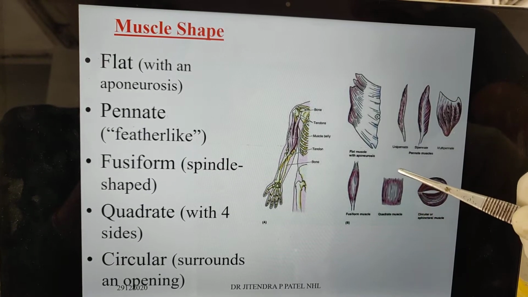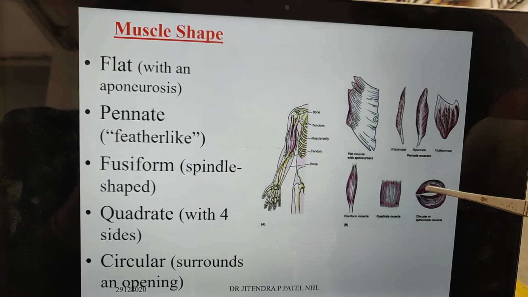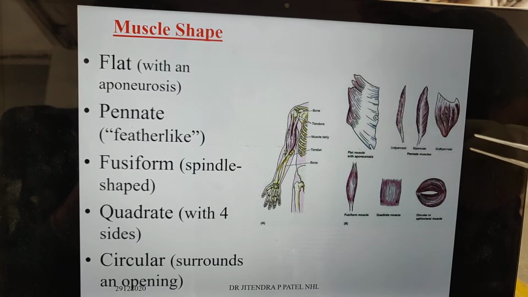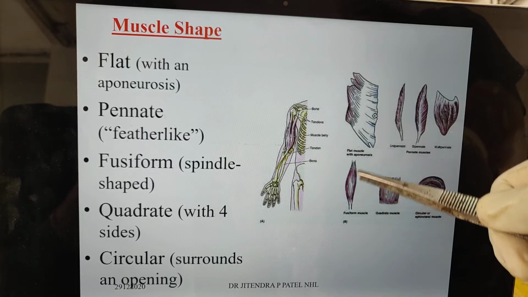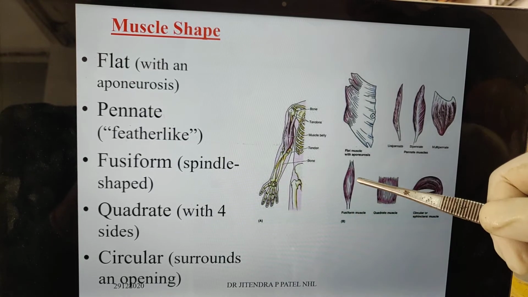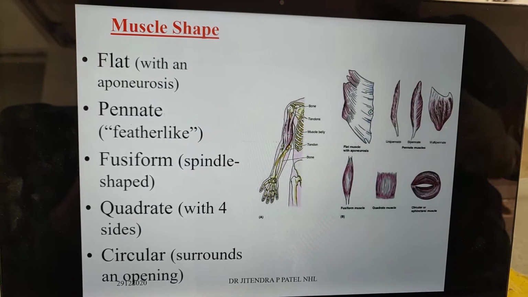Quadrate muscles: some muscles have four boundaries. Quadrate means four boundaries, like a square or rectangle in shape. Some muscles are fusiform, dilated in the middle part, and this portion is mainly the contractile part of the muscle.